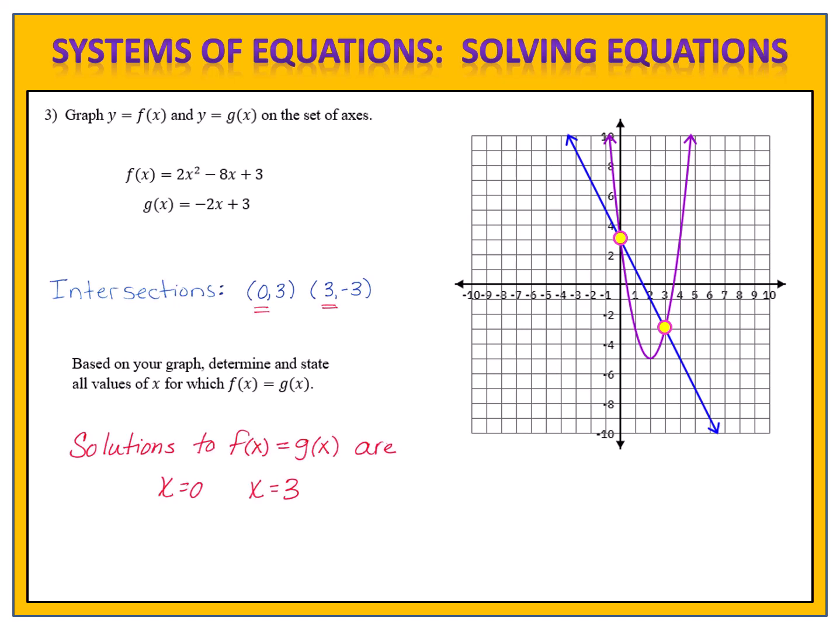So the solutions to the equation f of x equals g of x are x equals 0 and x equals 3. Now it may not seem that this is particularly useful, but now that you know how the process works, we can look at a last example that'll really show you the value.